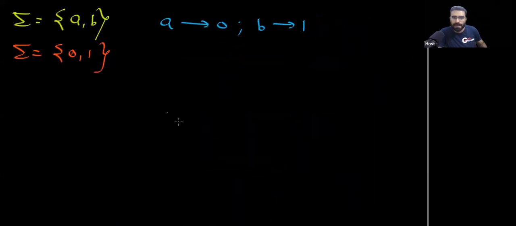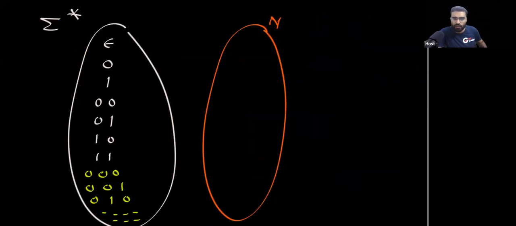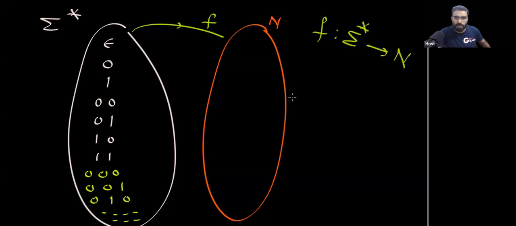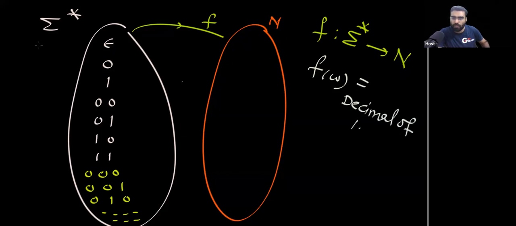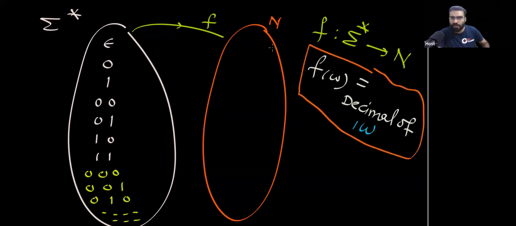So what will work? Tell me. Give me a bijection from sigma star to the set of natural numbers. You can consider this one: f of w is the decimal of 1w. 1w means you put 1 before the string. Okay, f of w is decimal of 1w. Very simple. This is what you do.